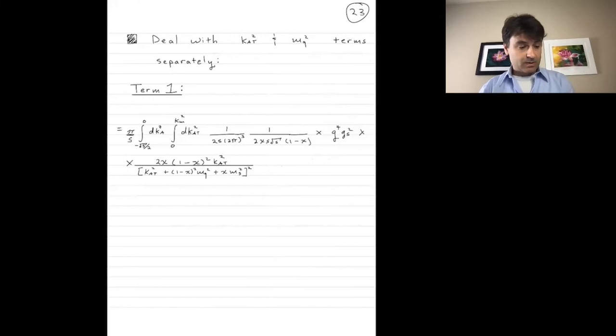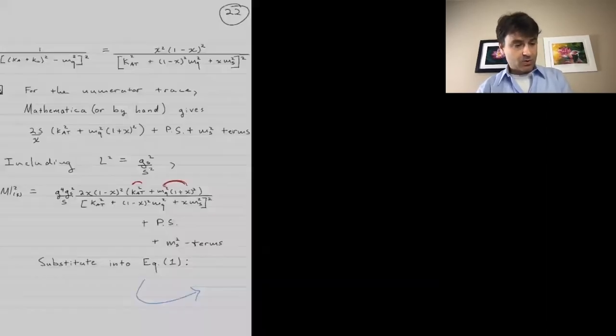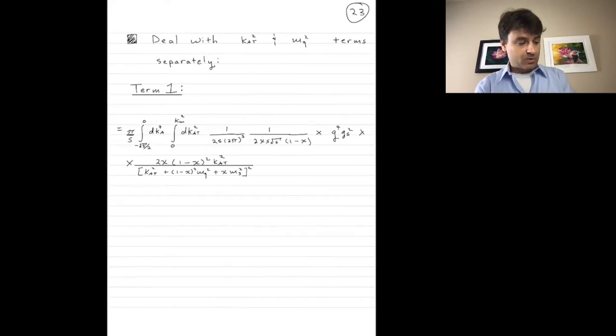Okay, we're getting close to the end of this part of the calculation. In order to simplify the final few steps a little bit, what I'm going to do is separate out the treatment of the term in the numerator that has a KAT squared and the term that has an MQ squared. It'll just be convenient to do that. So on these next few notes, that's what I'm calling term 1 and term 2. So term 1 involves KAT squared.